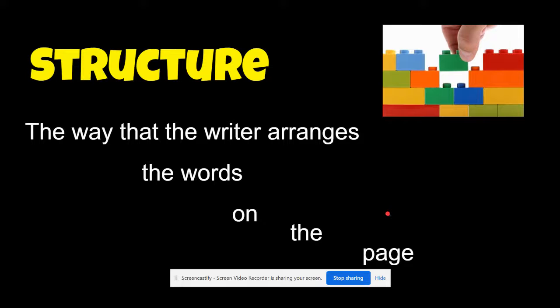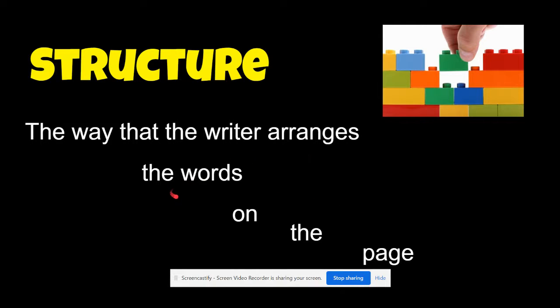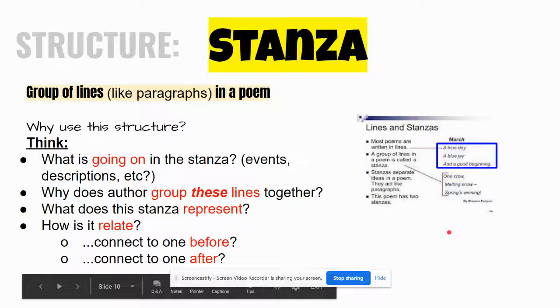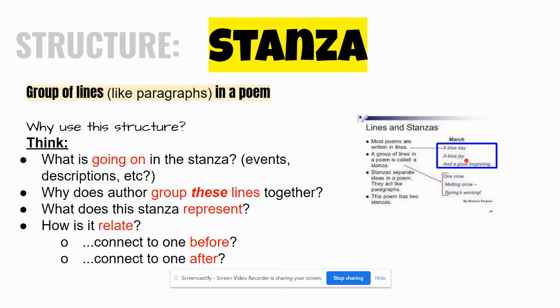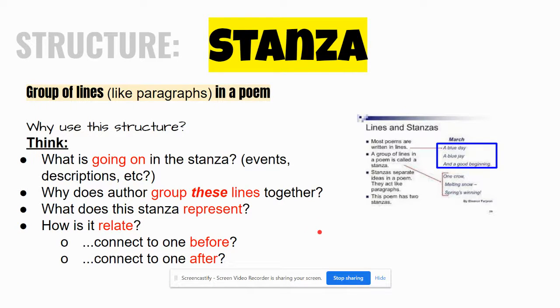Okay, and then this week we're also going to be talking about structure, how the writer actually puts the words on the page. And you guys have probably seen this in stanzas. You have groups of words. So you see this a lot if you look at lyrics. You'll see a lot of the time they'll have groups of words. The refrain is its own special stanza that gets repeated throughout the piece. And you're going to want to think about, why did the author group those particular lines together?